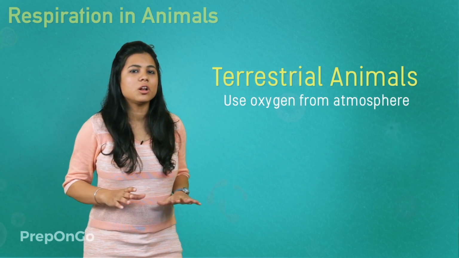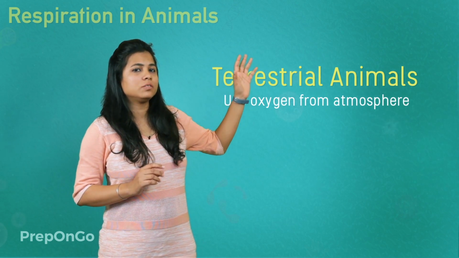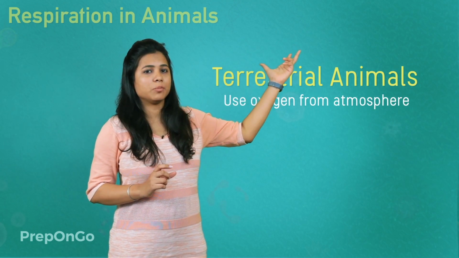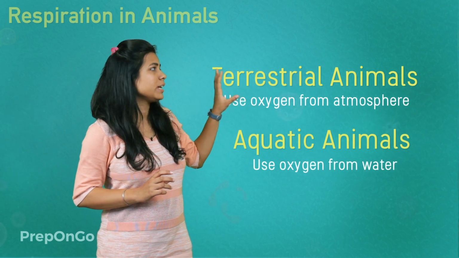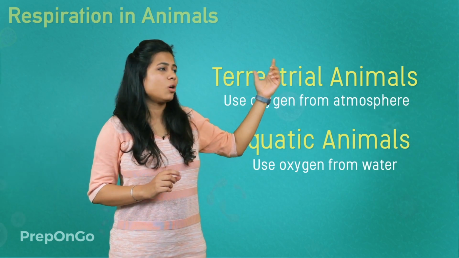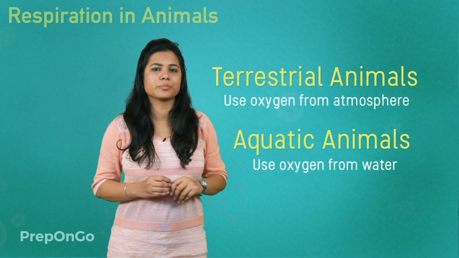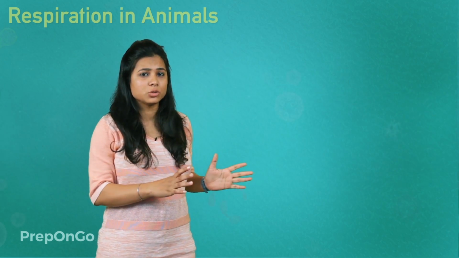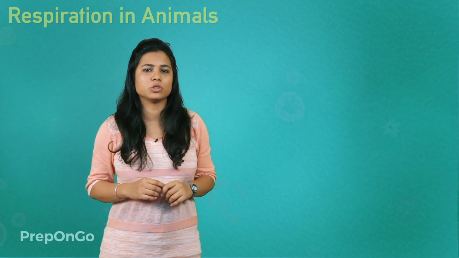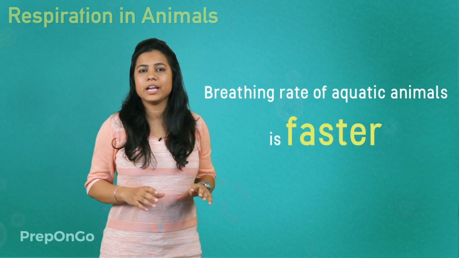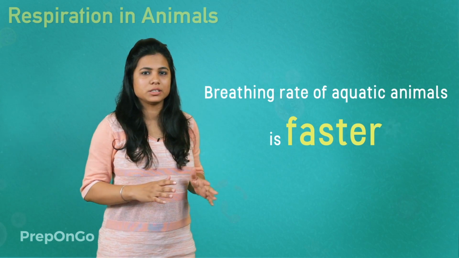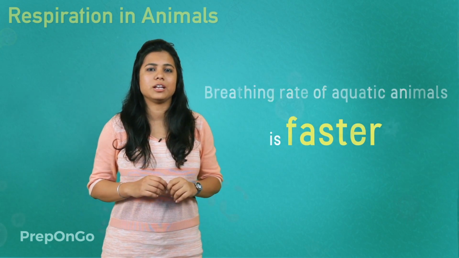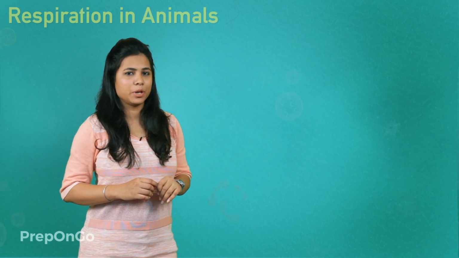Now the terrestrial organisms use the air present in the atmosphere, whereas the aquatic animals use the oxygen which is dissolved in water. Now we know that the dissolved oxygen is in less quantity in comparison to the atmosphere. So the breathing rate of aquatic animals is faster in comparison to terrestrial animals. Let's see an example of fish.